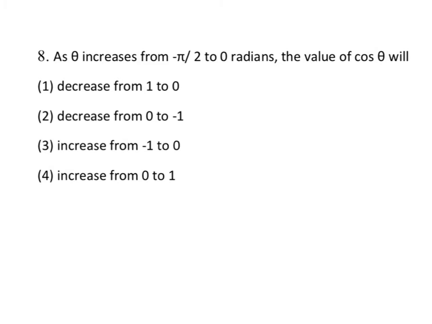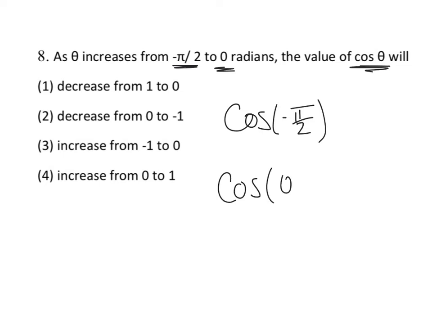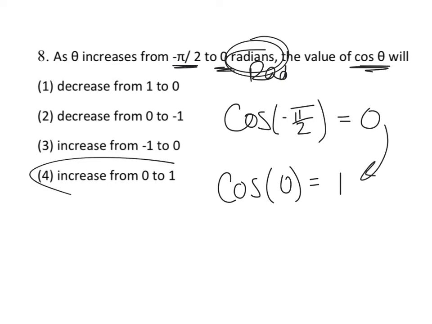They're saying as theta increases from negative pi over 2 to 0 radians, the value of cosine of theta will what? So I'm going to plug in cosine of negative pi over 2, and I'm plugging in cosine of 0. Because I'm plugging in an angle, I need to make sure that I'm in the right mode. This would be radian mode. Well, they're saying radians because of the pi and also because they say radians. When you type in cosine of negative pi over 2, when you change your mode to radian, you're going to get 0, and then you're going to get 1. So it's increasing from 0 to 1.